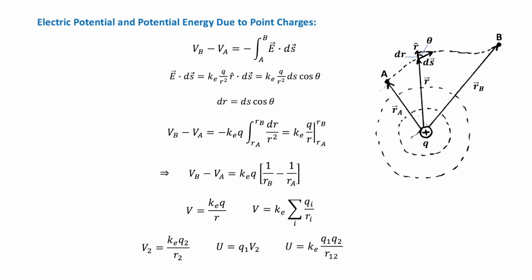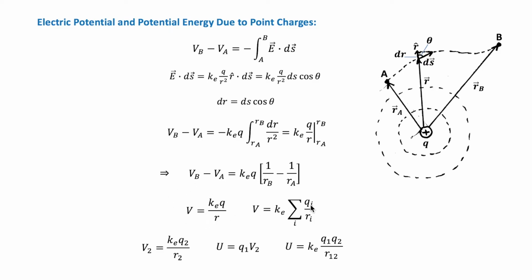So this shows that the integral between A and B is independent of path and depends only on the radial coordinates RB and RA. And also delta U, which is equal to Q naught delta V, is also independent of path, and this is consistent with the fact that the electric force is a conservative force, okay? So if we choose the reference point at infinity, so let RA go to infinity, then 1 over RA goes to 0, and the potential of a point charge at any point P, let's call it B, is KE Q over R, right?